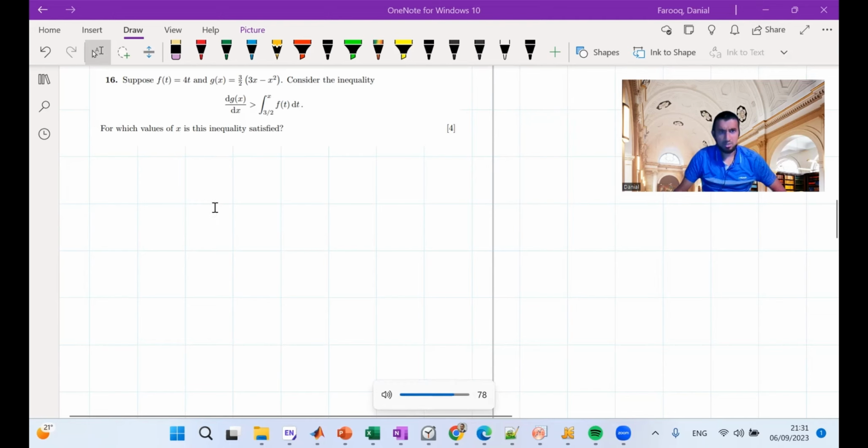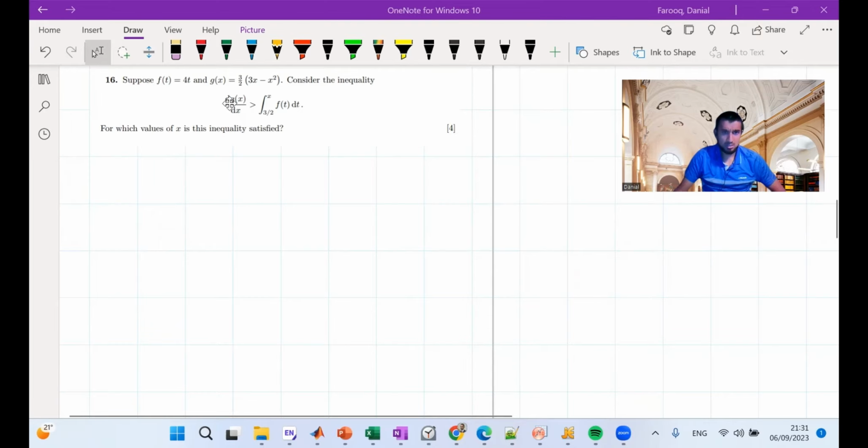So let's do this question. It says suppose f(t) equals 40 and g(x) equals 3 over 2, 3x minus x squared. Consider the inequality. dg(x) over dx is greater than the integral from 3 over 2 to x of f(t) dt. So f of t dt.